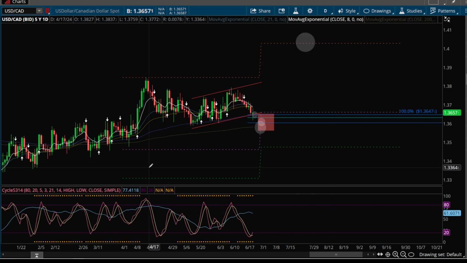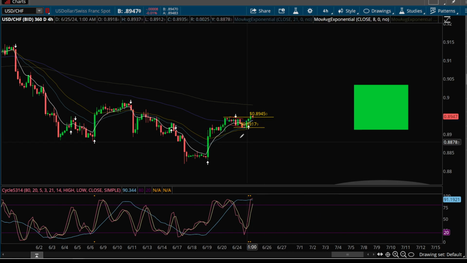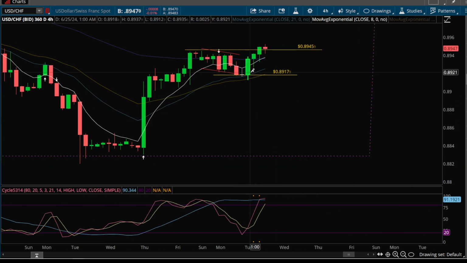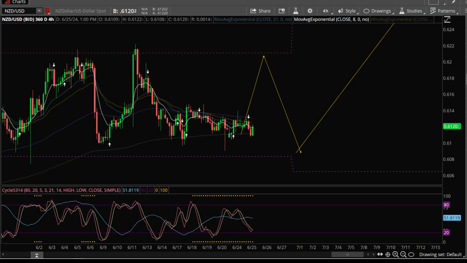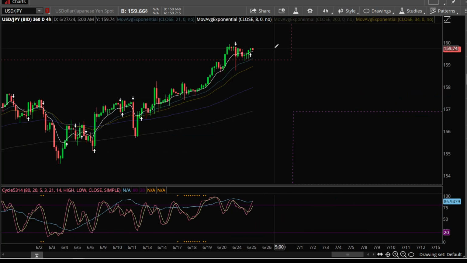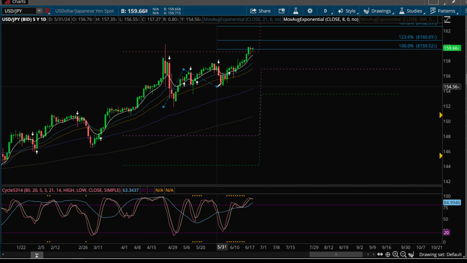All right, so that is Canadian dollar. Dollar Swiss, you wanted buys all the way. We've been saying this for the last couple of days. We had buy setups yesterday, and if you took them, you're golden. So dollar Swiss, you want buys all the way. You should be in that trade. Aussie, we said lay off. New Zealand, we said lay off. You're just correcting. So dollar yen, you're still sitting up here at your 100 and 123.6 of this. Still just sitting there, so no sell setup yet.